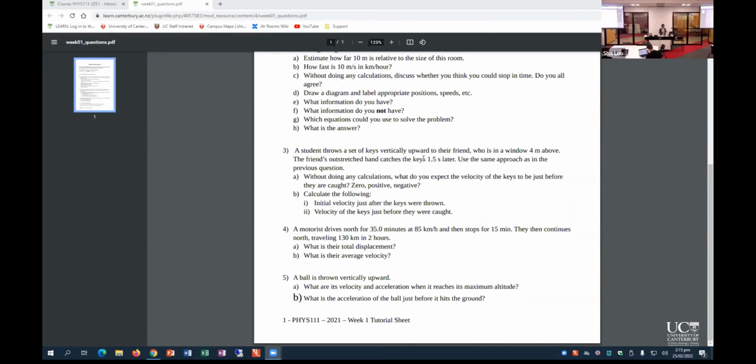All right. Last question. A ball is thrown vertically upwards. Very simple questions. One is what are the velocity and acceleration when it has reached the maximum altitude? And B, what is the acceleration of the ball just before it hits the ground? So can we have the last group there to solve question 5 first? Once you solve your group question, please continue to solve the rest of the questions. We will start to explain all the questions in 10 to 15 minutes.